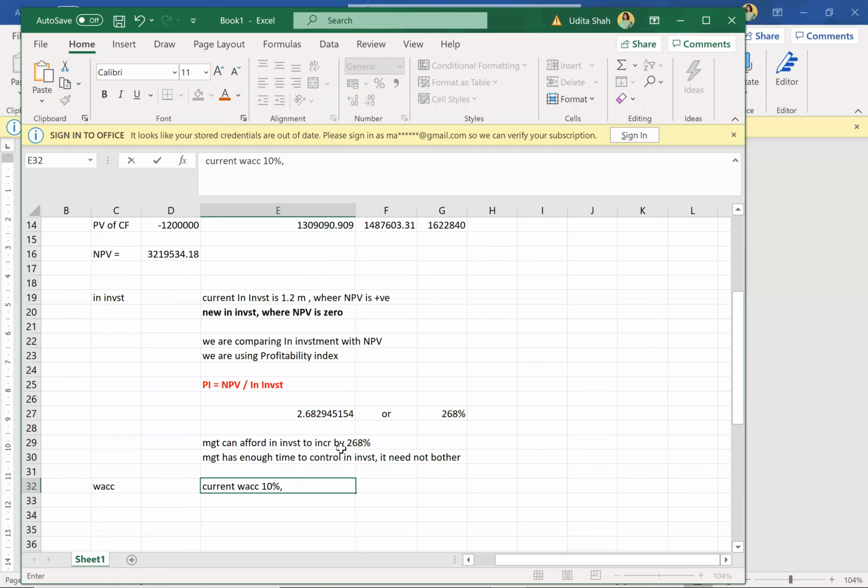Where NPV is positive. Correct? I want a new WACC where NPV equals 0.